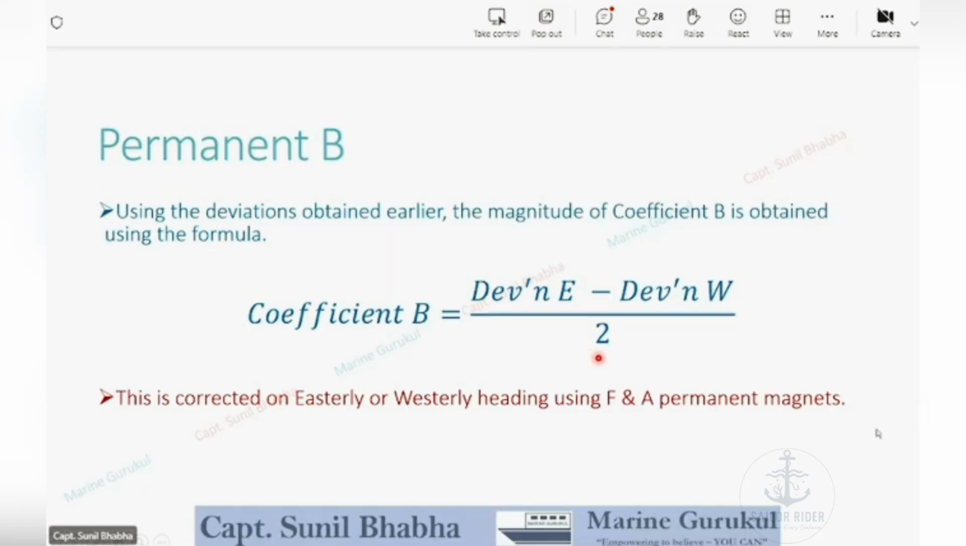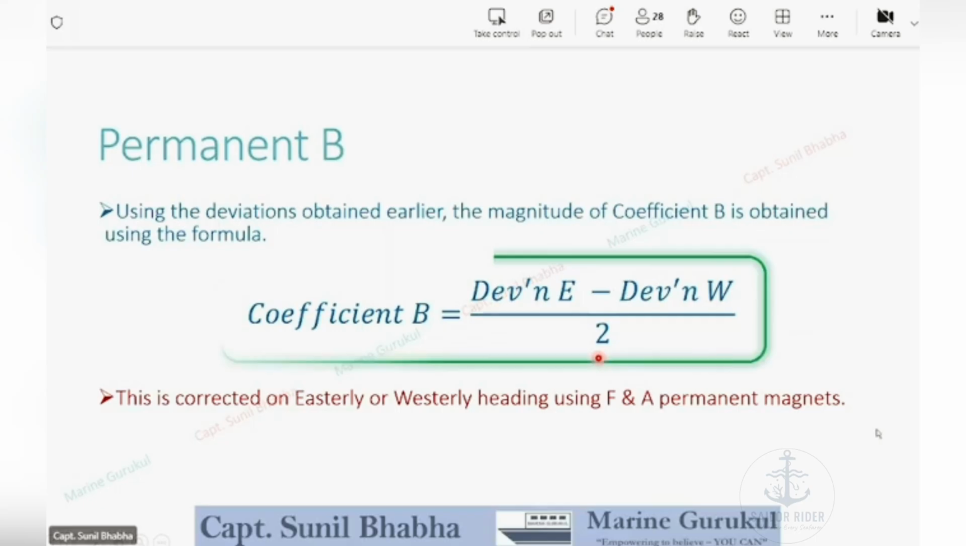Once the adjuster has an idea about the magnitude of the coefficient, he can now place the fore and aft corrector magnets. So the ship is made to head on an easterly or westerly direction. This is where coefficient B is the strongest, and the fore and aft permanent magnets are placed to correct the coefficient permanent B.